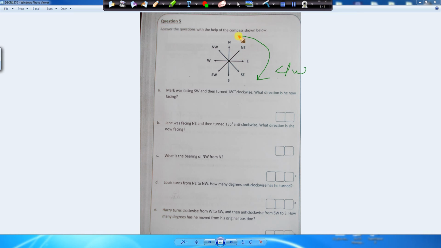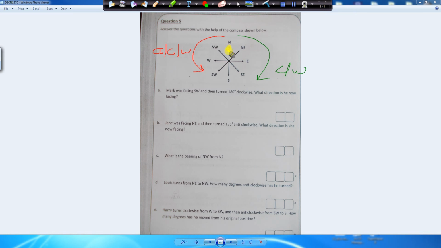If we go around the compass in this direction, what do we call that? Anti-clockwise. So the direction of the clock is clockwise, and the direction against the clock is anti-clockwise. That's why you need to understand this terminology. Now let's have a look at the angles involved.